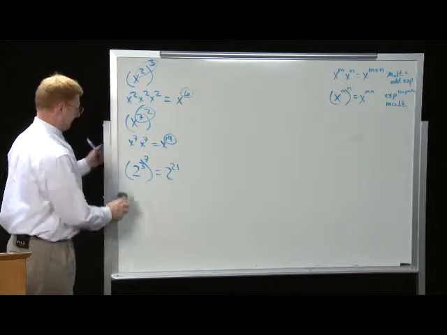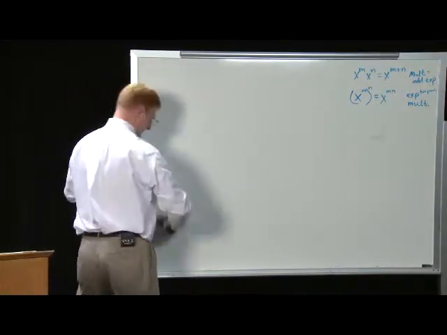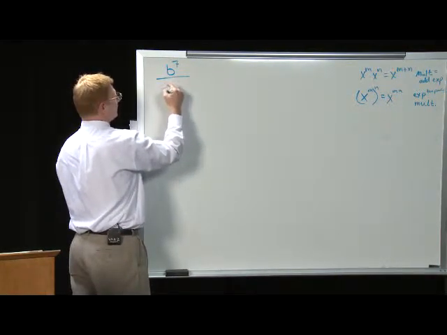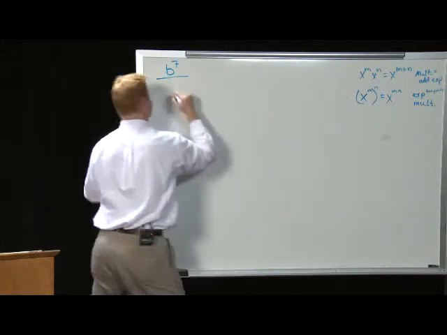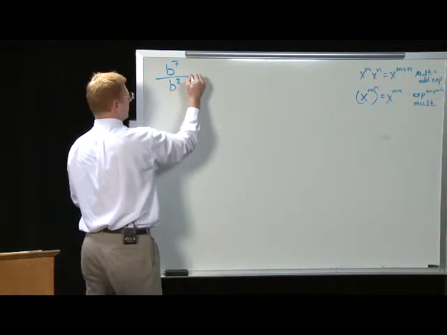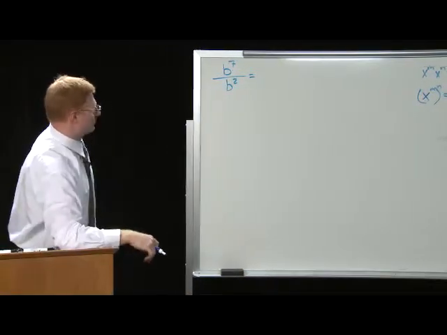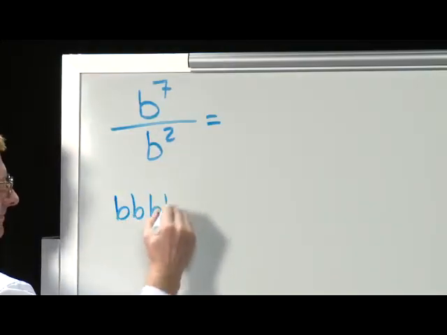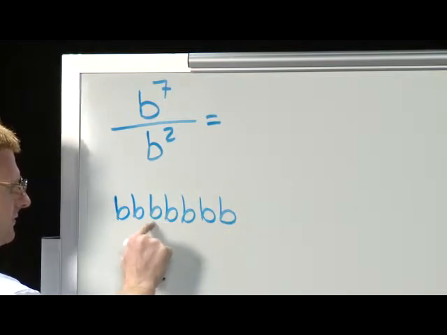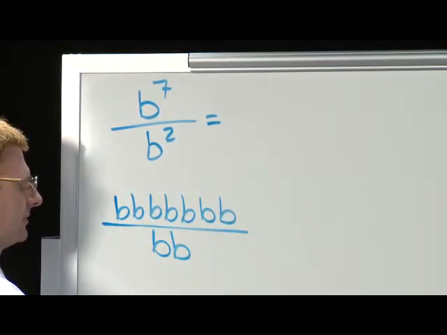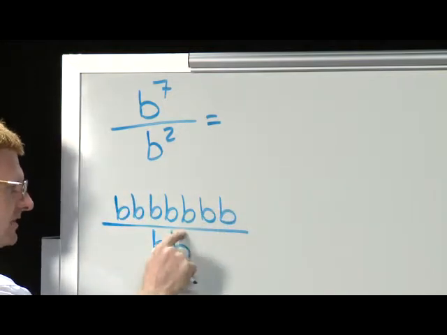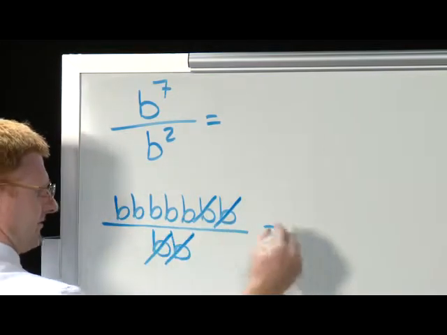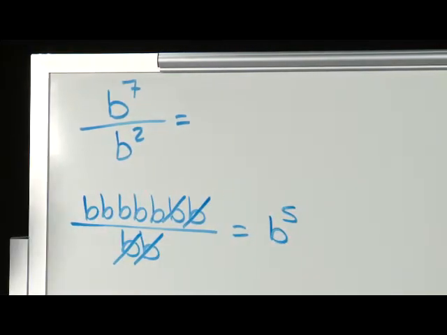All righty. Let's try another one. b to the 7th divided. So instead of multiplying like we did over here, we're going to divide b squared. Okay. See what happens with those if we can simplify those at all. This is 7. 1, 2, 3, 4, 5, 6, 7. Good. Divided by 2 of them. Multiplication, division. They cancel. 1, 2, 3, 4, 5 of them left.